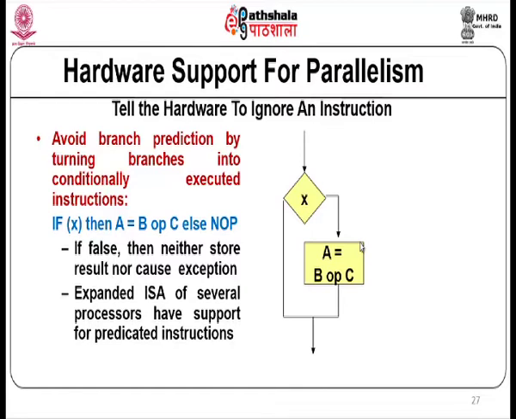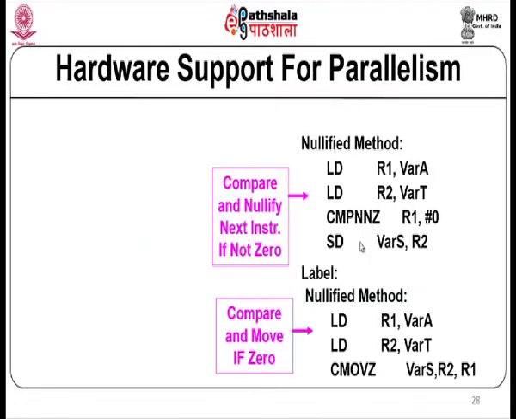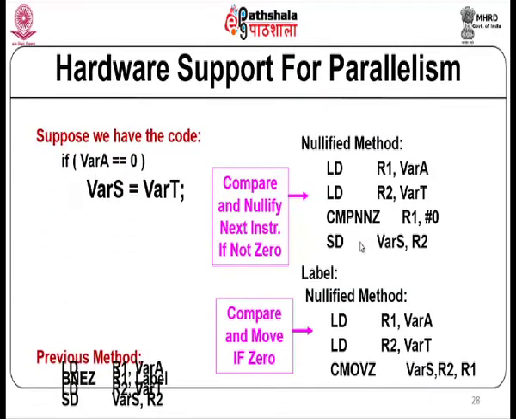Say for example, if you have a predicate x and then you perform an operation B operation C, then if this condition is satisfied, execute the instruction, B operand C, and store it into A. Otherwise, this instruction will simply be turned into a no-op. So, this is yet another example.